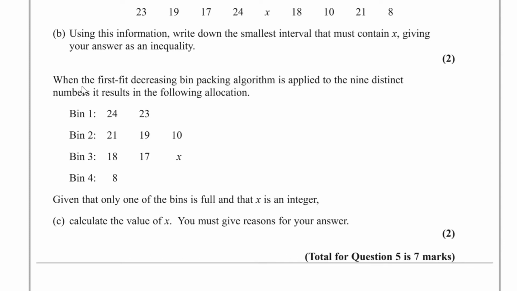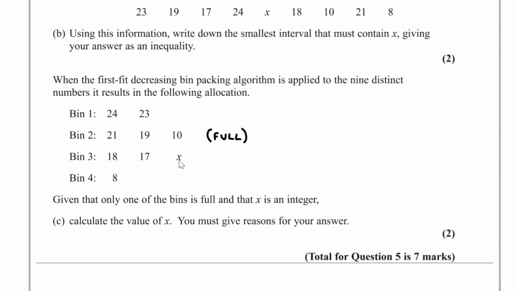For part C of the question, when the first fit decreasing bin packing algorithm is applied to the 9 distinct numbers, it results in the following allocation, and that's what we see here. And given that only one of the bins is full and that x is an integer, we have to calculate the value of x. You must give a reason for your answer. Well, we're given that only one of the bins is full, and clearly bin 2 is the only full bin. Of course, we've got the space of 50, and 21 plus 19 plus 10 is 50, so this is the only full bin.